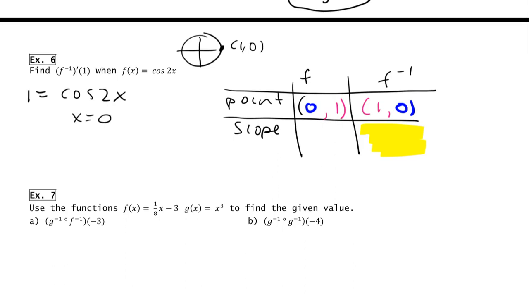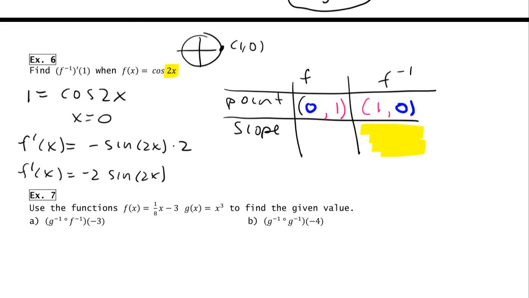Now this, remember I don't know how to do this, but can I find the slope of f? Sure. The slope of f is the derivative of f. The derivative of f, this is chain rule. You guys see the inside here. So the derivative of cosine is negative sine, and the derivative of the inside is 2. So the derivative is negative 2 sine of 2x.